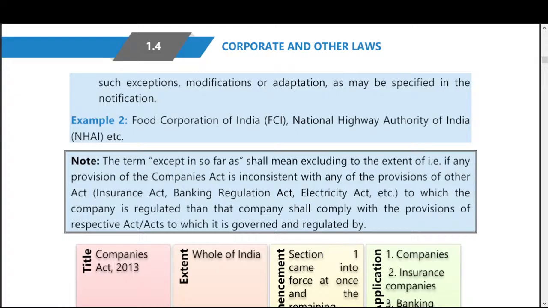The term "except in so far as" means excluding to the extent of, i.e., if any provision of the Companies Act is inconsistent with any of the provisions of the other acts, such as the Insurance Act, Banking Regulation Act, Electricity Act, etc., to which the company is regulated, then that company shall comply with the provisions of the respective acts by which it is governed and regulated.